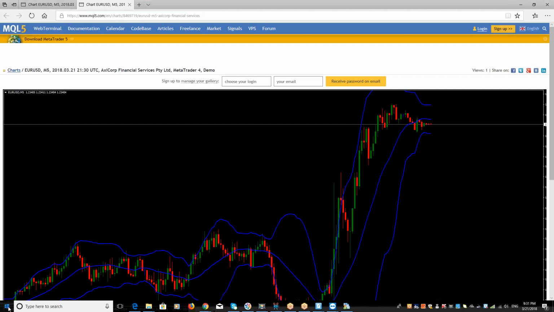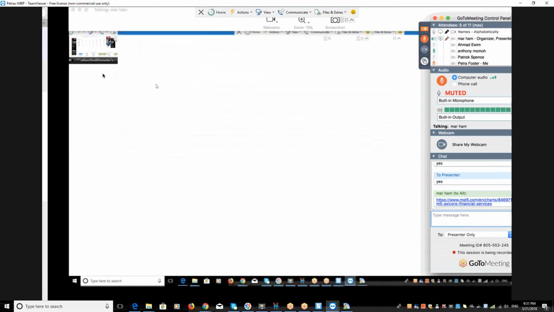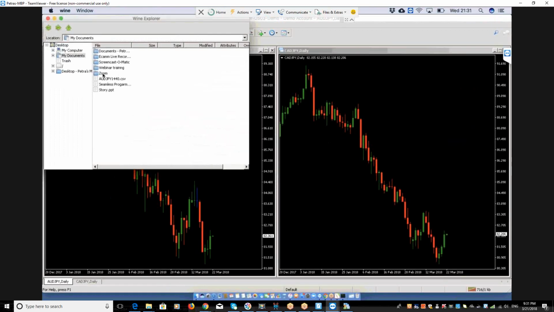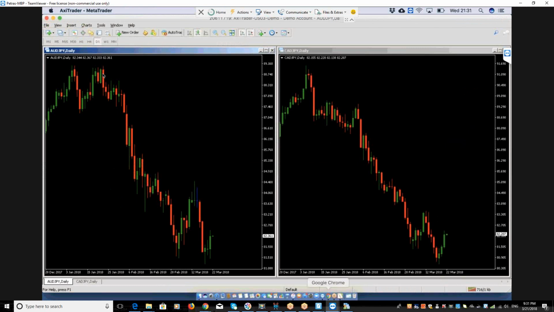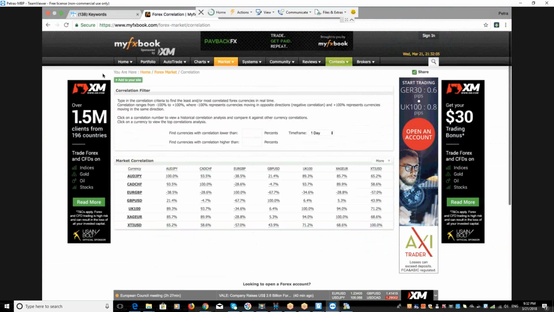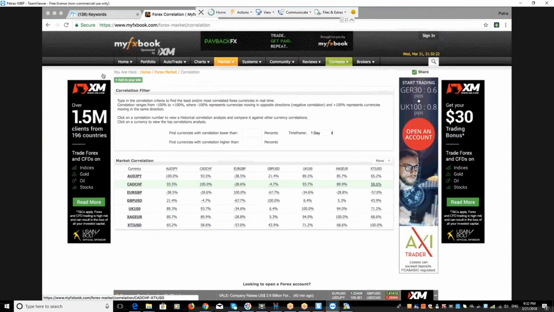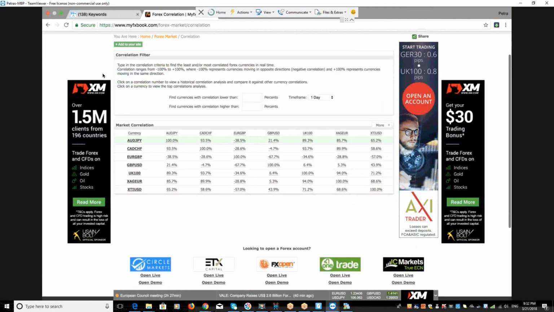Let's go back to Petra's. Petra, I want you to close that for me and then go back to my FX book. Can you press Control Print Screen on your computer? We're going to print screen that, then copy it and paste it into a Word document. I want you to print screen that so we can actually have it.